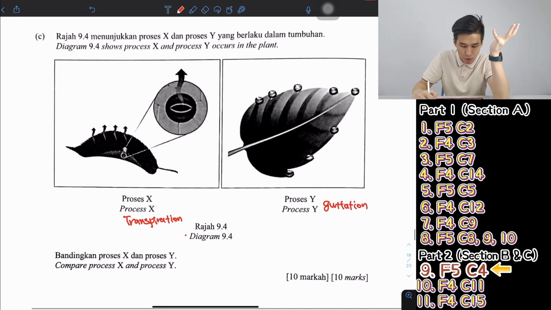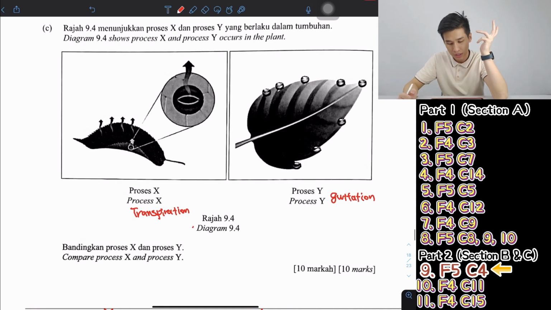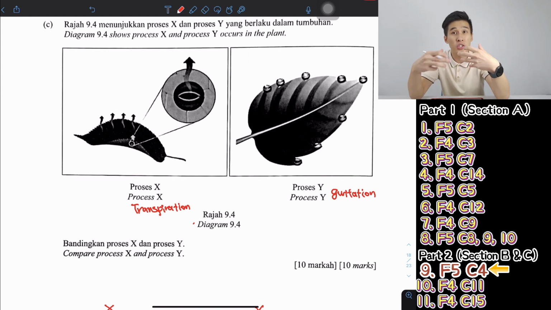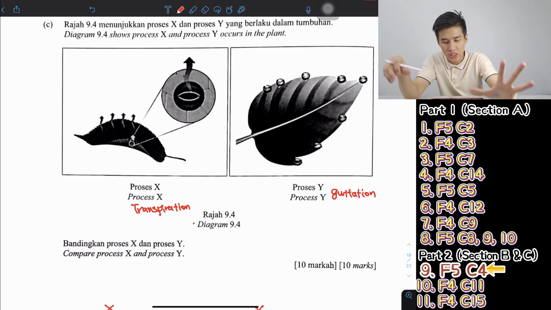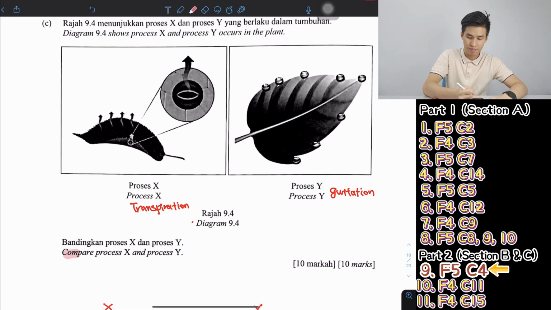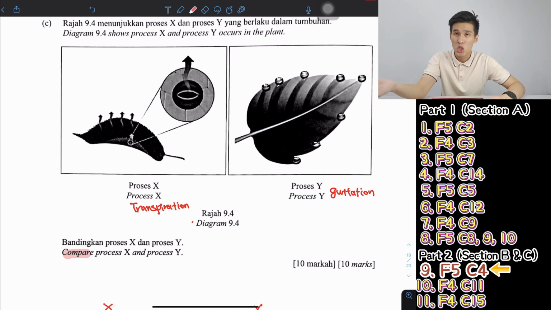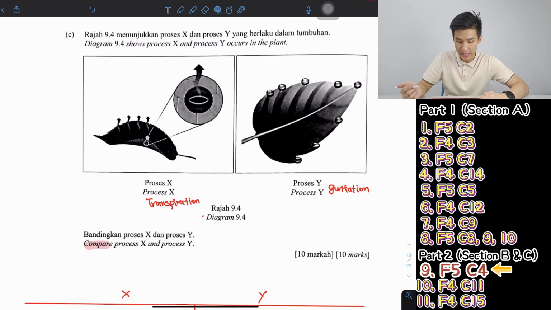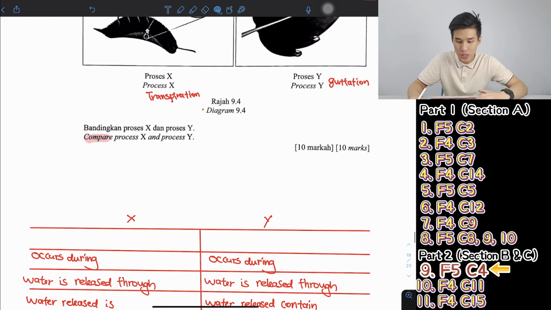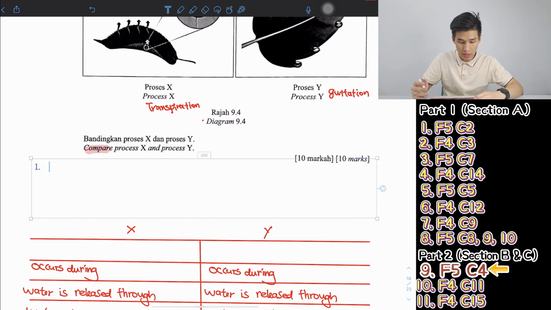And they always like to ask you to compare these two processes. Because these two processes involve loss of water, they are similar in the sense that they release water. But the way they release water, the water that they release, the process involved, everything is completely different. Right? So they ask you to compare here. So again, compare meaning similarity and difference. Before we get to the difference, let's talk about the similarities first. Now I will type the answer over here.